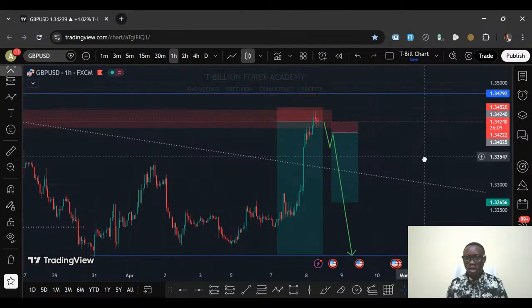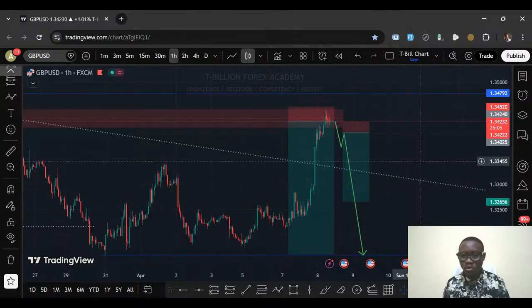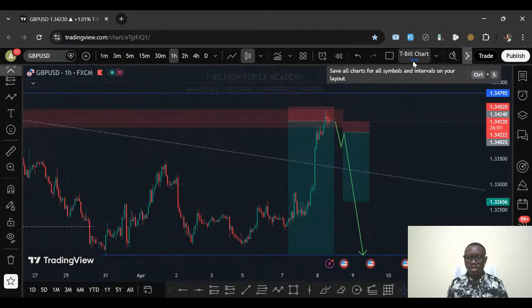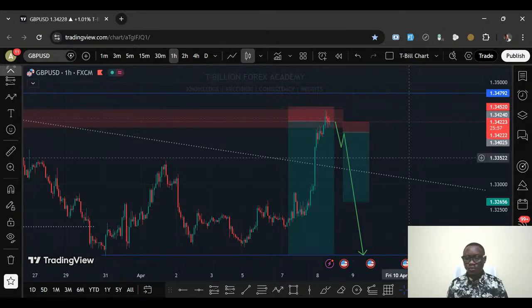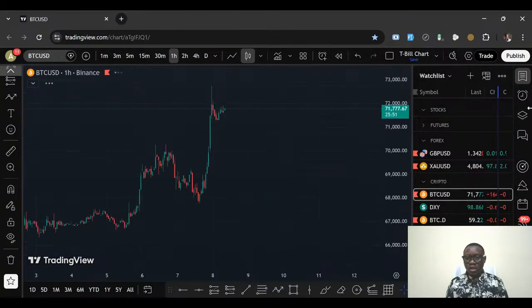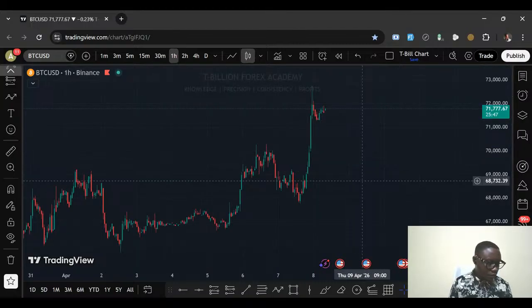So until then, let's be patient and wait for this setup to fully form. So this is my bias on GBP USD. Now let's head to BTC USD. So on BTC USD, one minute, please.